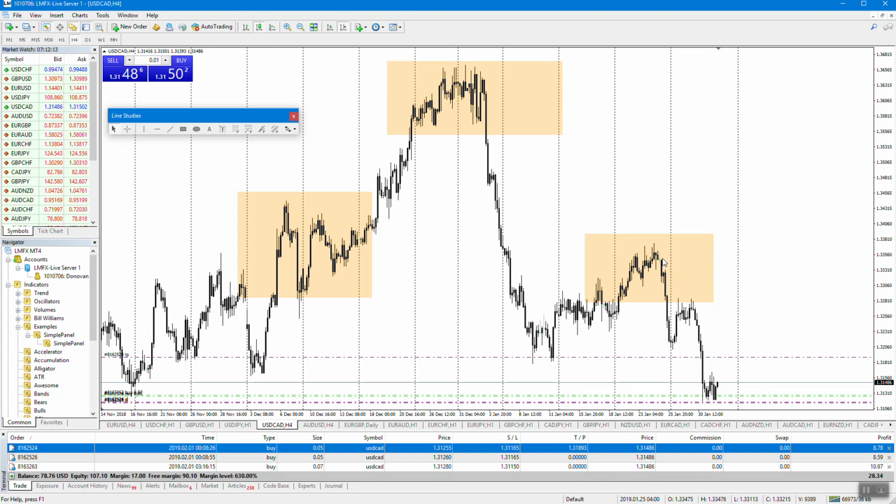You might have made the assumption it's going to complete the other side of this head and shoulders, so you might have made the decision to sell, and that would have been a fairly good decision as a result in, let's see, quite a few pips, so 130 or so.